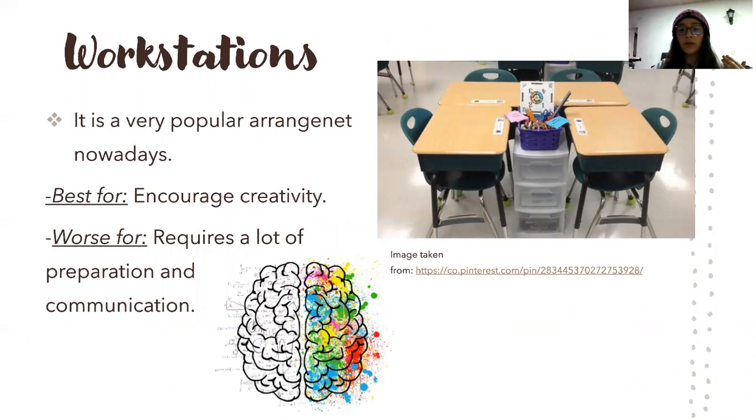And the third one is workstations. This one is a very popular arrangement nowadays. It has a positive thing, that is they encourage creativity, because as you can see in the image, there are like 4 students with all the materials they are going to need in the center, right? So they can have what they need. But the negative part is that it requires a lot of preparation and communication to organize this kind of arrangement in your classroom.